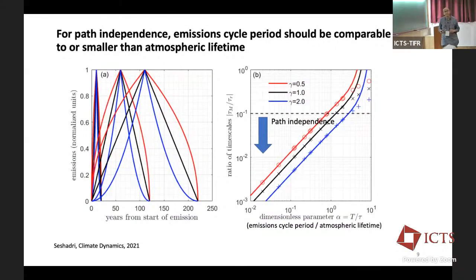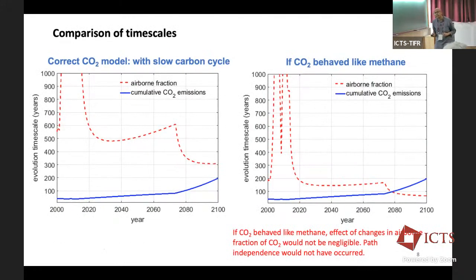May I ask, in the actual Earth system models that people run, is it the case then that the airborne fraction timescale is much longer than that for cumulative emissions? Yes. About an order of magnitude? About an order of magnitude, yeah. So here's a simple model which doesn't get the right airborne fraction, but it gets the timescales because you have the slow processes in the carbon cycle.